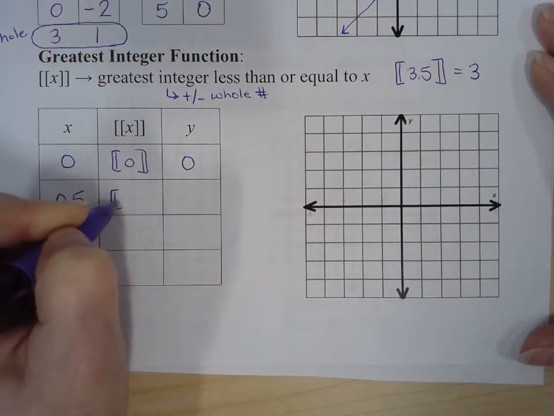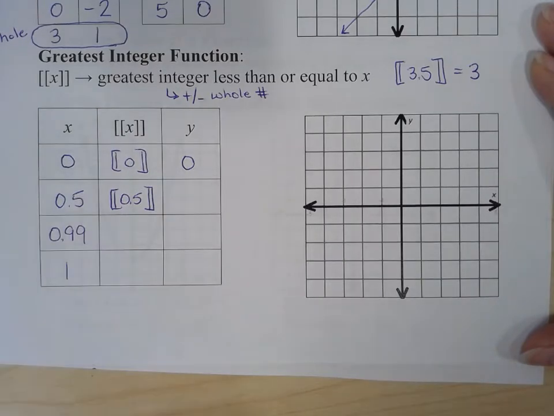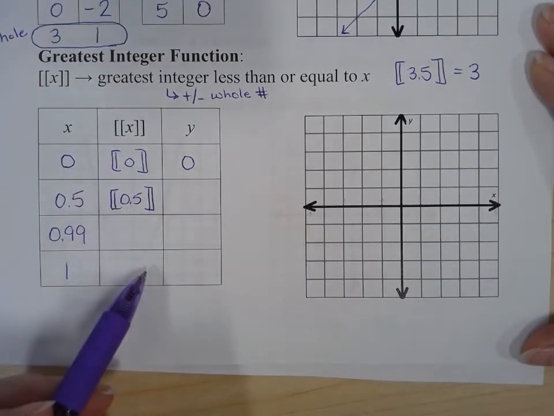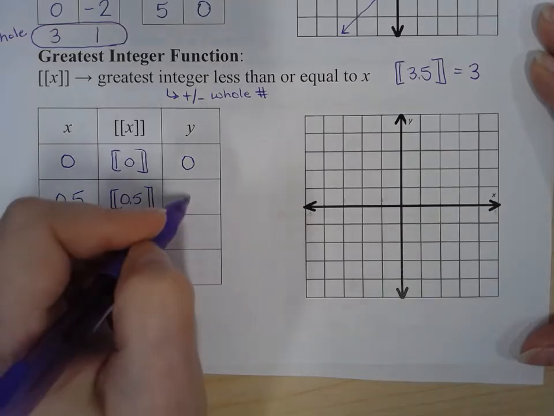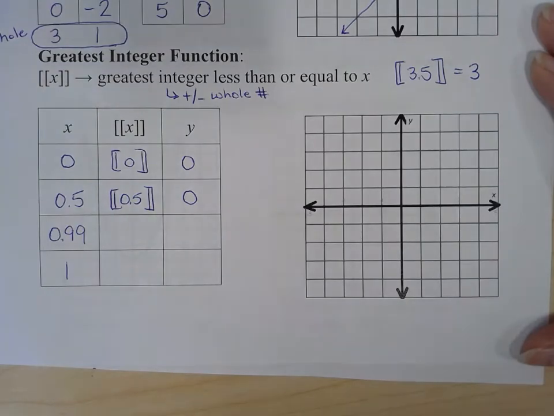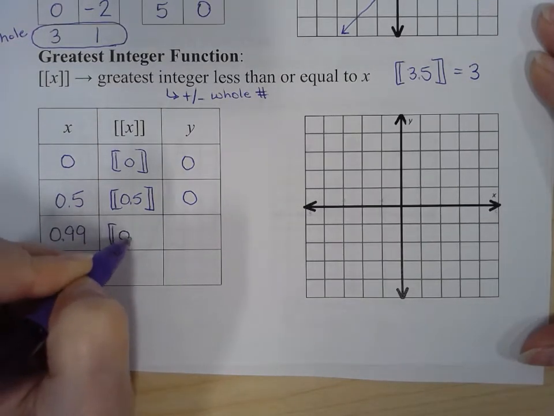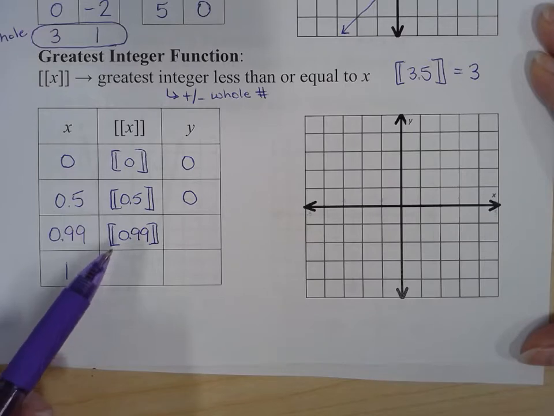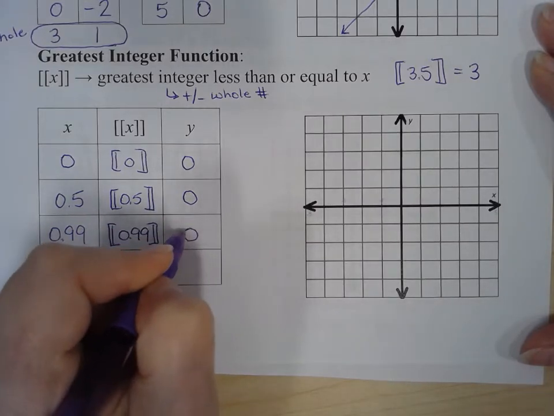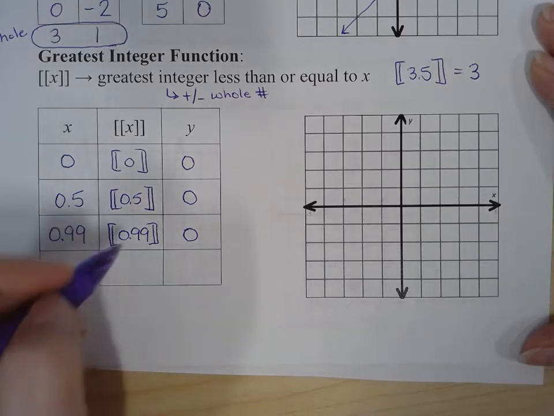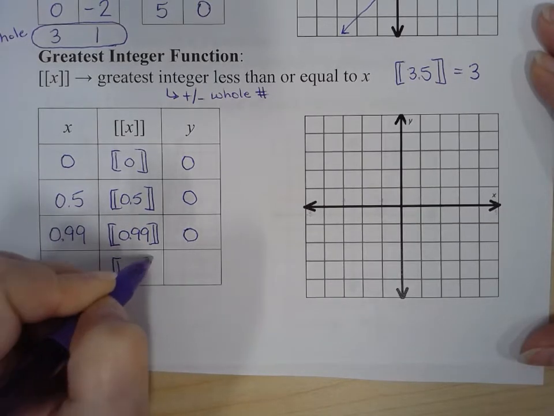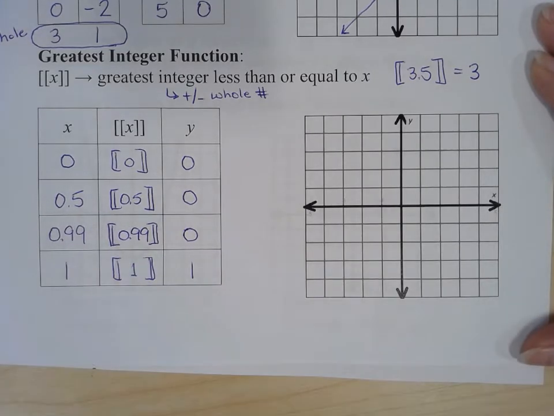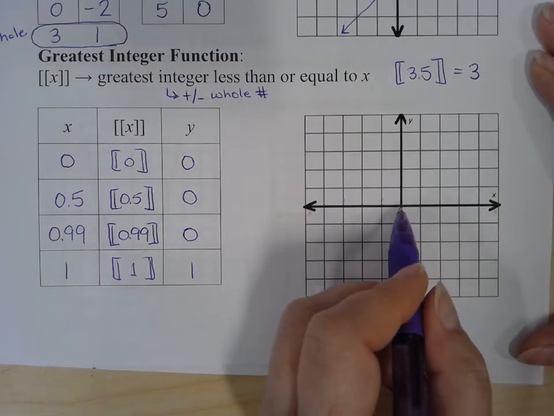The greatest integer of 0.5, this is not an integer. So I'm going to round down to the biggest integer less than that. The closest integer less than that would be 0. The greatest integer of 0.99. Again, I'm going to round down to the closest integer less than 0.99, still 0. Okay, but then when I get to 1, it's an integer. So the greatest integer of 1 is 1. We could keep going, right? 1.5 would round down to 1. 1.99 would round down to 1. Okay, so each of these makes a little step.